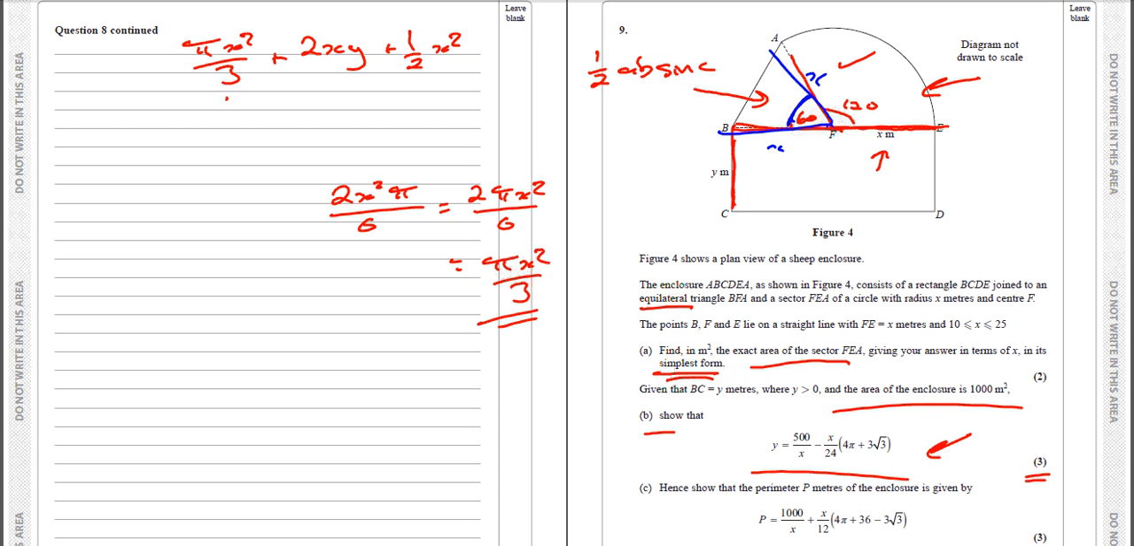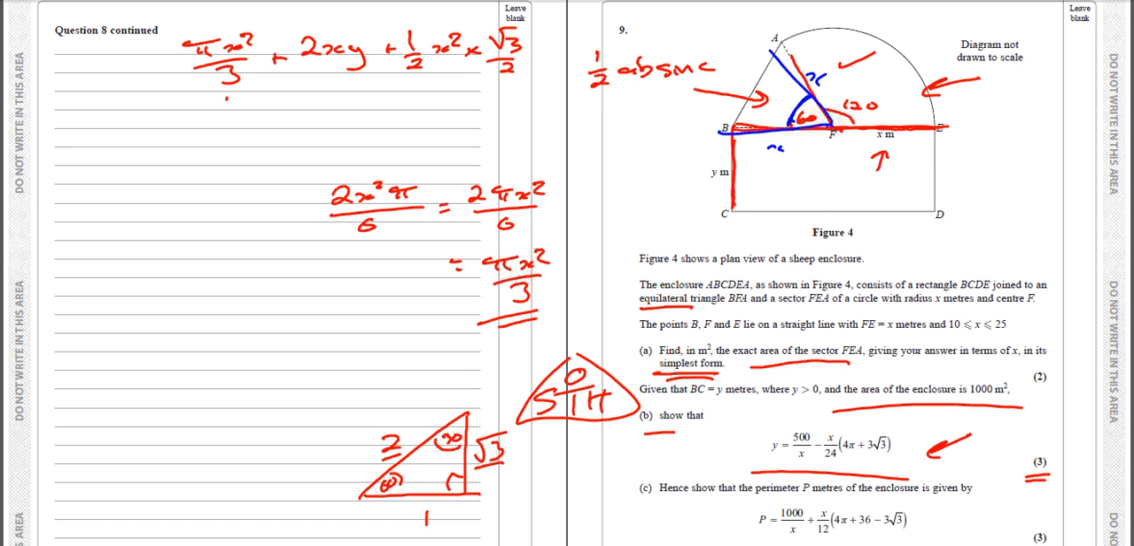But if you don't know what sine 60 is, there's 2 ways to do it. You can just do it on the calculator. However, if you know the 1, 2, root 3 triangle, that is 60 and that's 30, then sine of 60, sine is SOH, it's going to be the opposite over the hypotenuse. So it's going to be root 3 over 2. It's going to be times by root 3 over 2. And then all that equals 1,000.